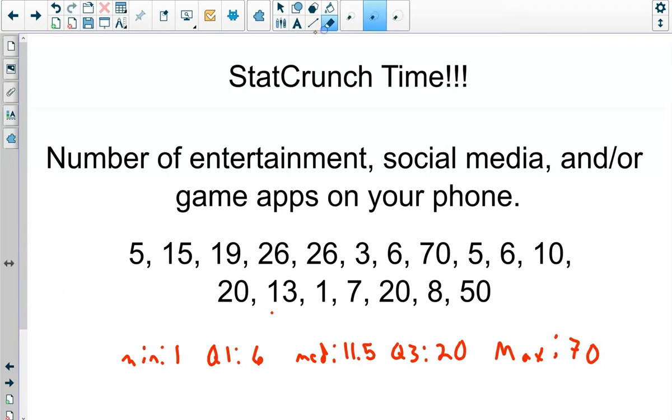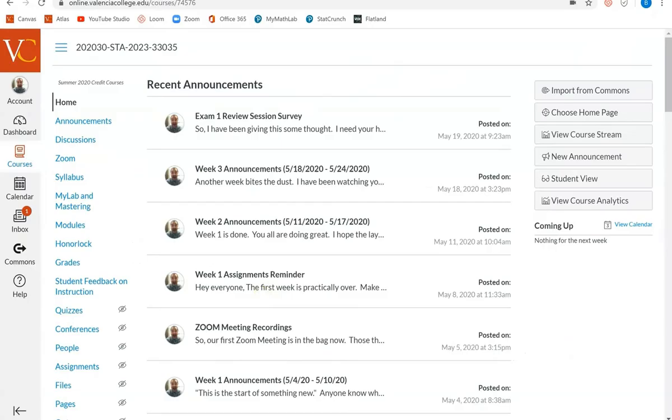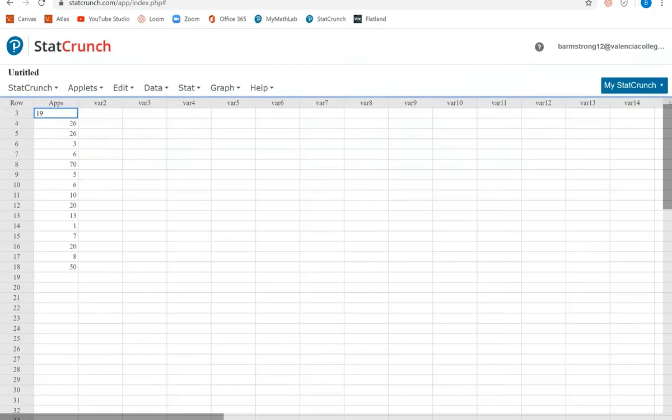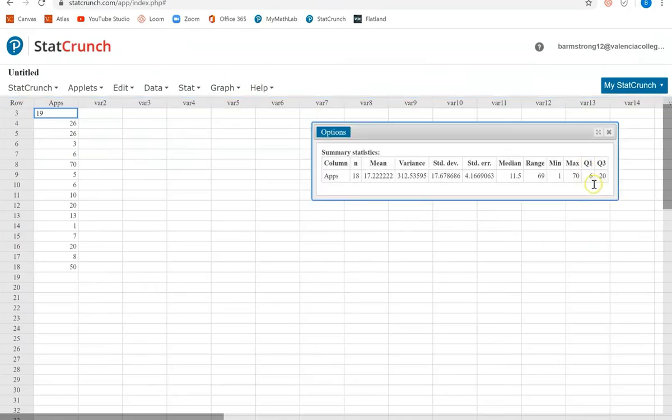I'm going to let my calculator do it. I'm going to let StatCrunch do the work because I'm paying for StatCrunch. Let's use it. So right here, here's all that data that I talked about, 18 of them. And again, you can get that 5-number summary by going to Stat, Summary Stats, and Column. Select Apps, and say Compute. And there's that 5-number summary. The minimum is 1, the maximum is 70, quartile 1 is 6, quartile 3 is 20, the median is 11.5.